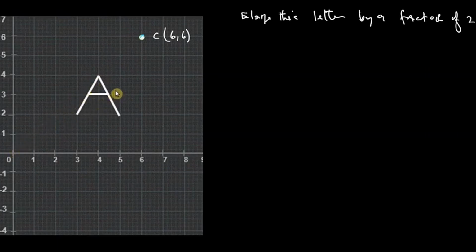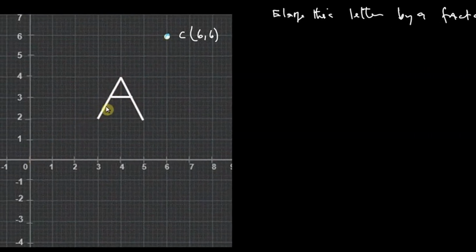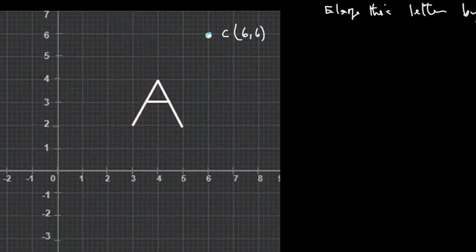So let's just project a line from the center of enlargement and see where that takes us. So let's just draw this line. Now it may be useful to give our vertices names so we can refer to them. So let's call this vertex P. We can call this vertex Q. And we could call this one R. These are just names that we're going to assign for convenience because it's going to help us later on.